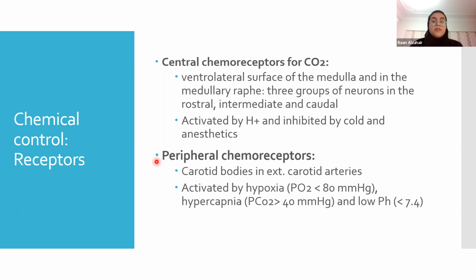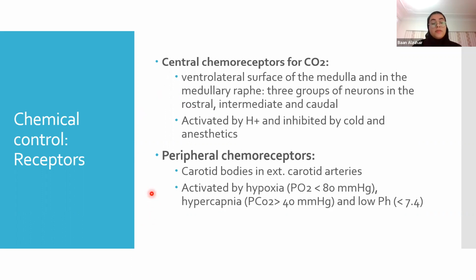The peripheral chemoreceptors are basically the carotid bodies that are found in the external carotid arteries, okay? These are activated by hypoxia. That's the difference. That's how you can differentiate. We had a couple of questions about this, okay? They can twist the question and they're basically asking you about the same thing. Which one of these is activated by hypoxia, okay?